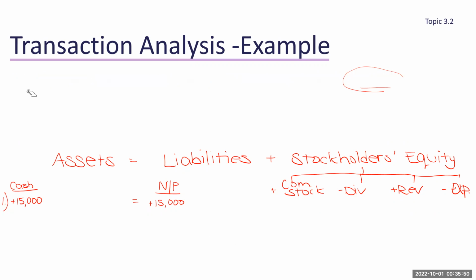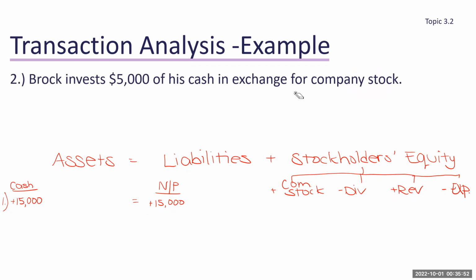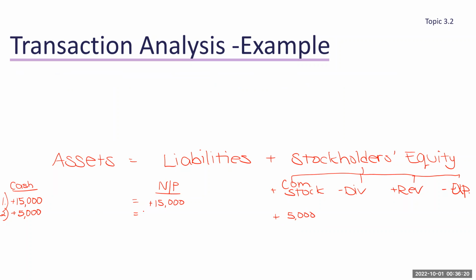Okay. The next one. Brock invests $5,000 of his own cash. So the cash account for the company goes up, and he gets common stock in exchange. That's right. Okay, you can see it's a positive $5,000 on both sides. We're still in balance. And don't worry, you will get some practice with this in your homework because we want to make sure you're comfortable with this.